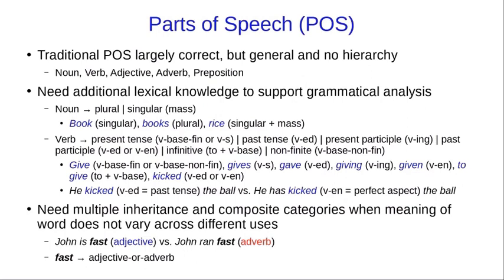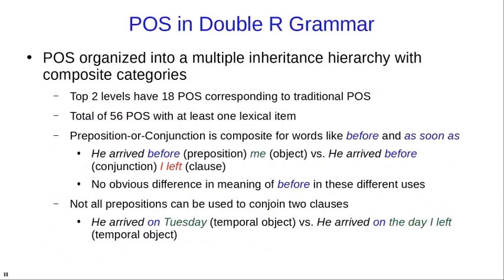We also need multiple inheritance and composite categories when the meaning of a word does not vary across different uses. For example, in the expression John is fast, the word fast is functioning like an adjective, whereas in the expression John ran fast, the word fast is functioning like an adverb. But since there's no difference in meaning across these two uses, we have created a composite adjective or adverb category for words like fast.